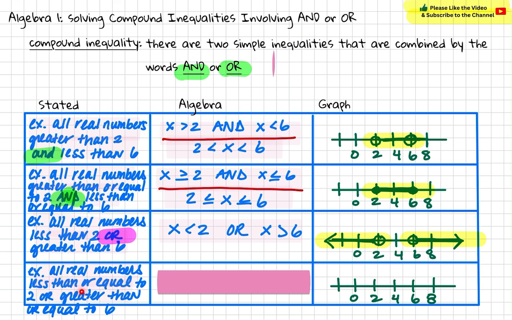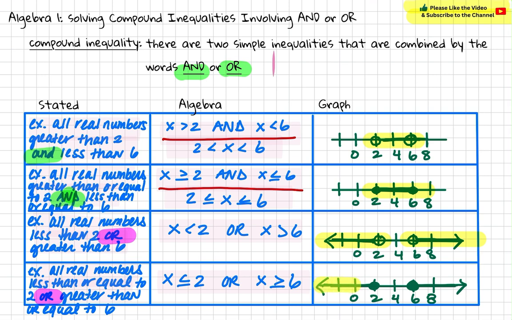Last example is when we have an example where it says all real numbers less than or equal to 2 or greater than or equal to 6. Again, we have or involved. Algebraically, it's written like this, where we have x is less than or equal to 2 or x is greater than or equal to 6. We should then be able to see that when we have to graph it, the circle at 2 is going to be filled in. And since it's less than, it's going to go to the left. And then at 6, it's also going to be filled in, but since it's greater than, it's going to go to the right.